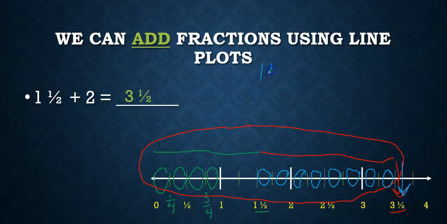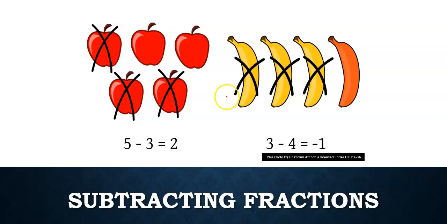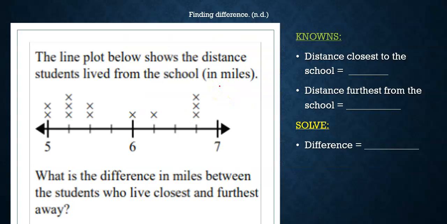Now, like we said earlier, if I had just known that 1.5 plus 2 equals 3.5, added my whole numbers and then put my fraction in, I could have done that without the number line, and that's perfectly fine. Okay, so now we're going to look at subtracting fractions using a line plot. For the most part, we're going to be finding the difference between what we have. And in this one, we're going to be using the actual marks or the frequency given from our data set.